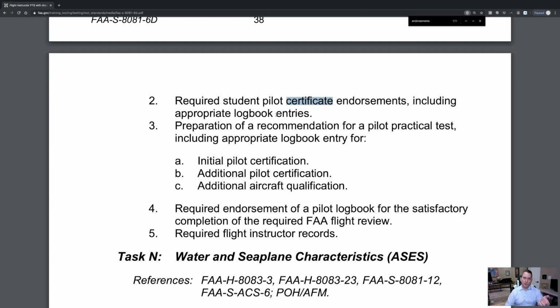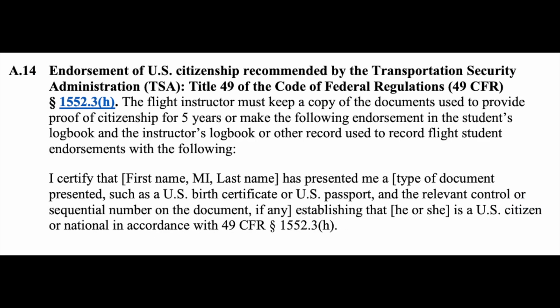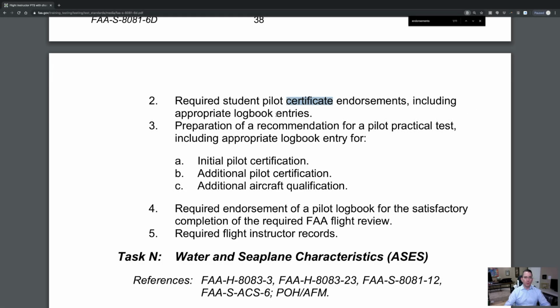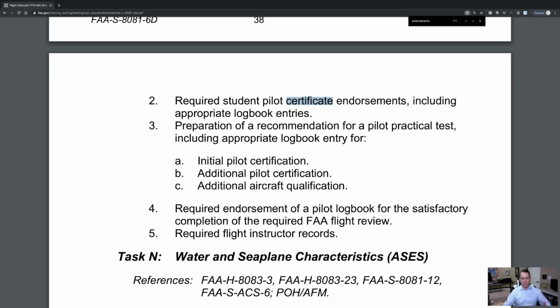But the TSA endorsement is actually a required endorsement that must be made. You can take a look at it there on the screen. There's your TSA endorsement. And then the next endorsements would be your 61.87 Bravo, Charlie, and November, respectively in that order. And this is everything being fair and equal.